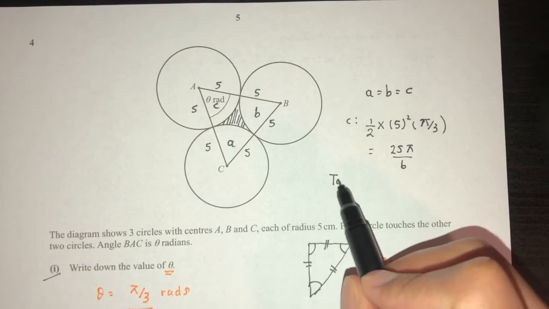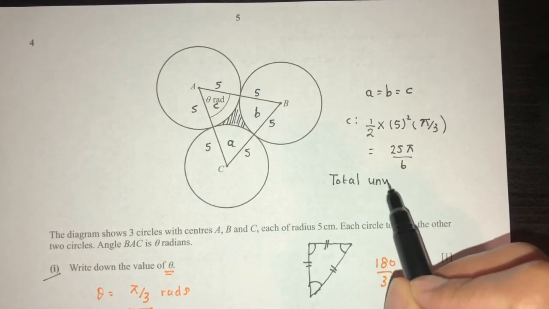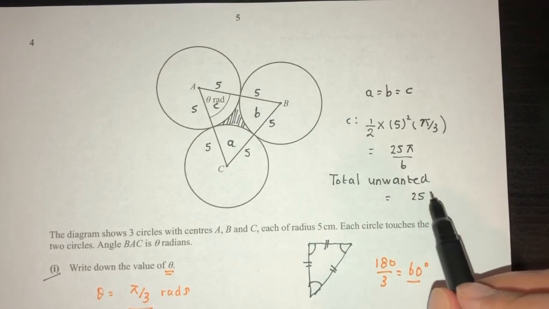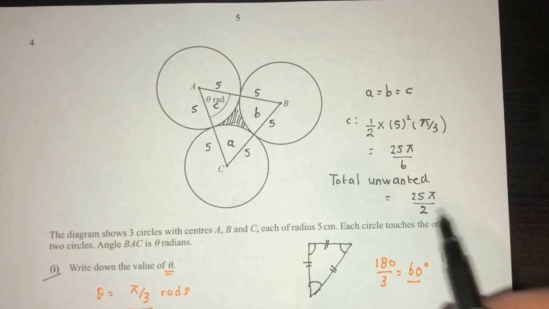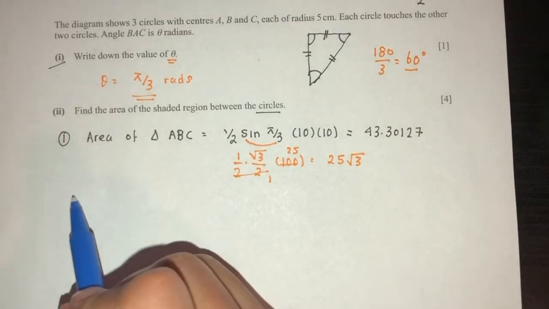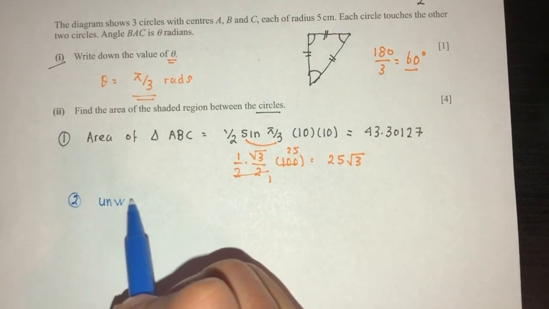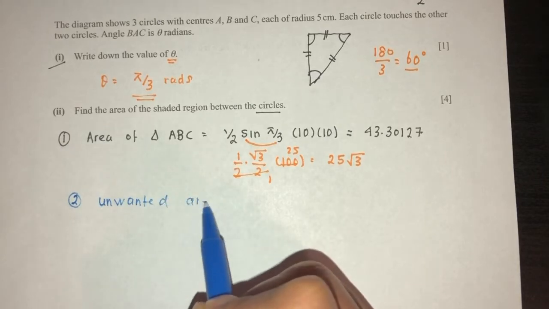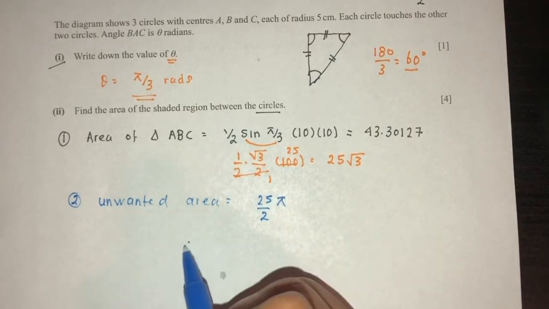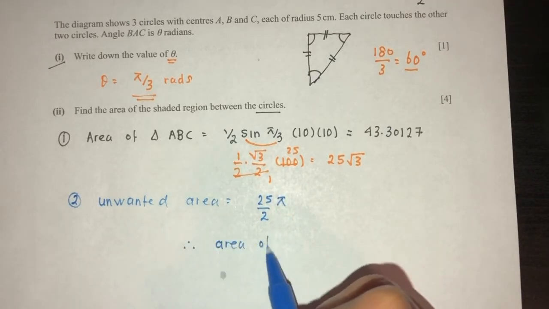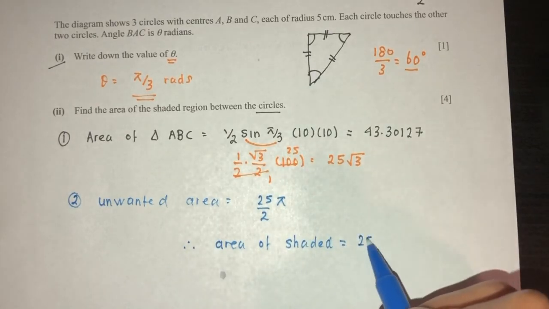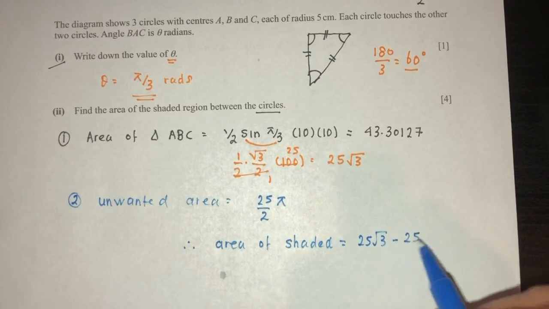Now what is the total unwanted area? It is A plus B plus C. We have to multiply by 3. You will have 25 pi over 2, sorry. Multiply by 3. So finally you conclude that the second part, the unwanted area, is equal to 25 over 2 pi. So finally, the area of the shaded region is equal to 25 root 3 minus 25 over 2 pi.